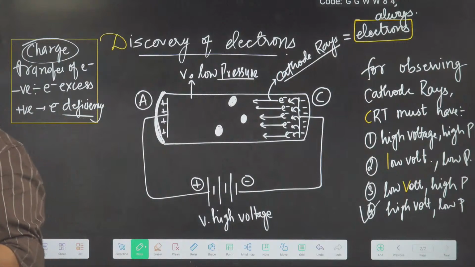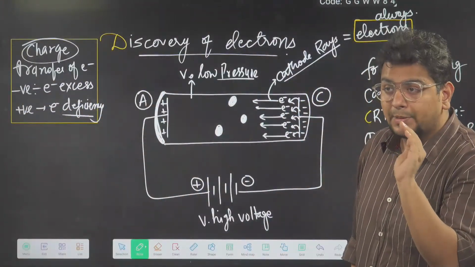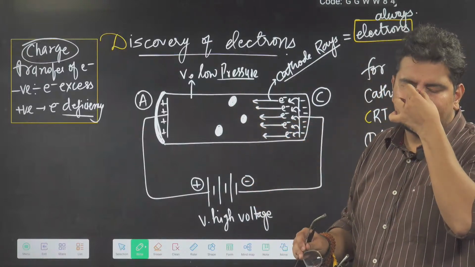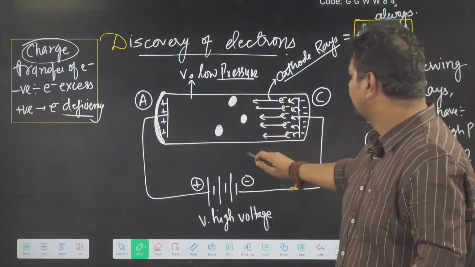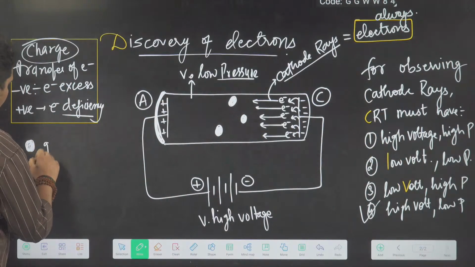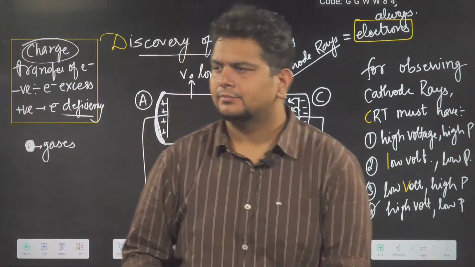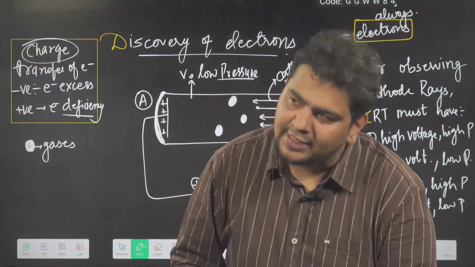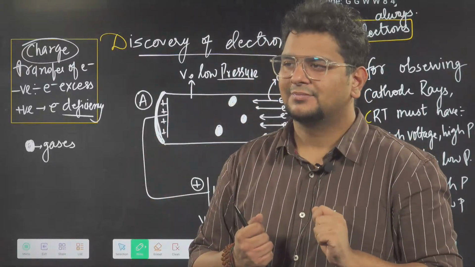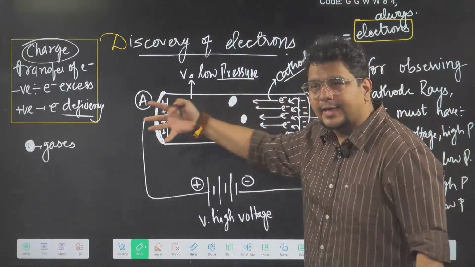So now tell me, will the collision happen or not happen? Don't give a stupid answer. Think and tell. Right now the diagram is on the board. These are gases. Will the collision happen or not happen? Yes, it will happen, but very little. Collisions will still happen, but very few. Clear? Now, electrons are running towards the anode.